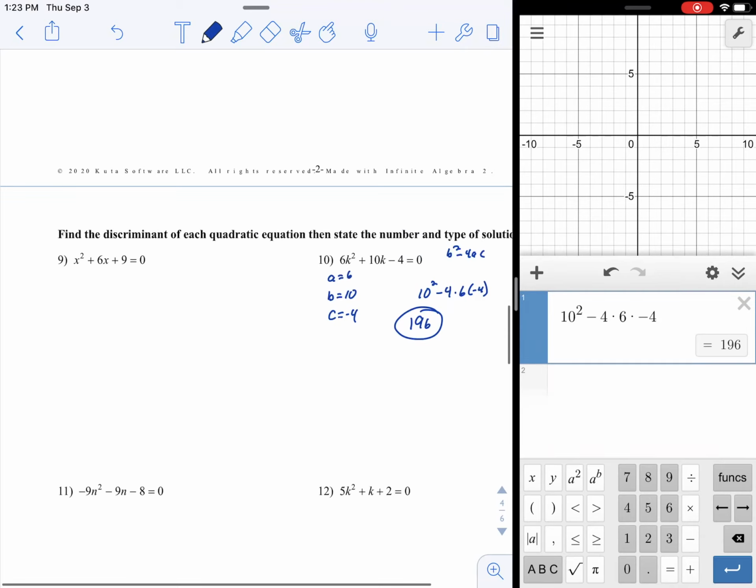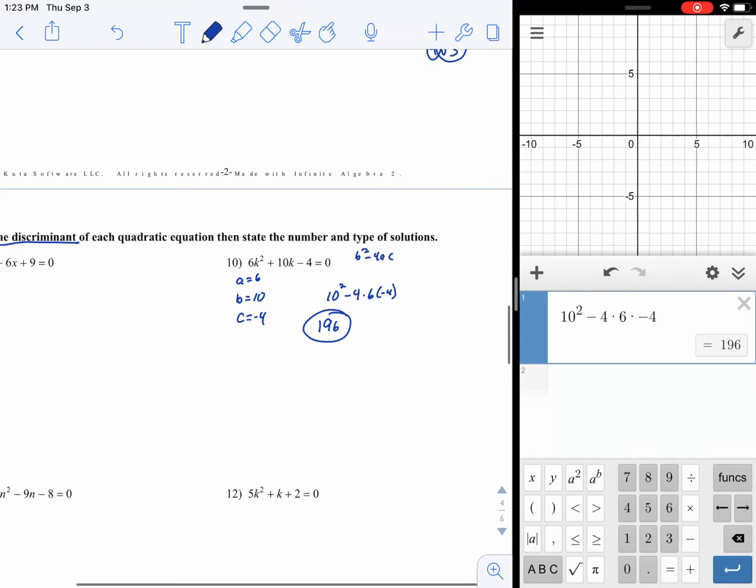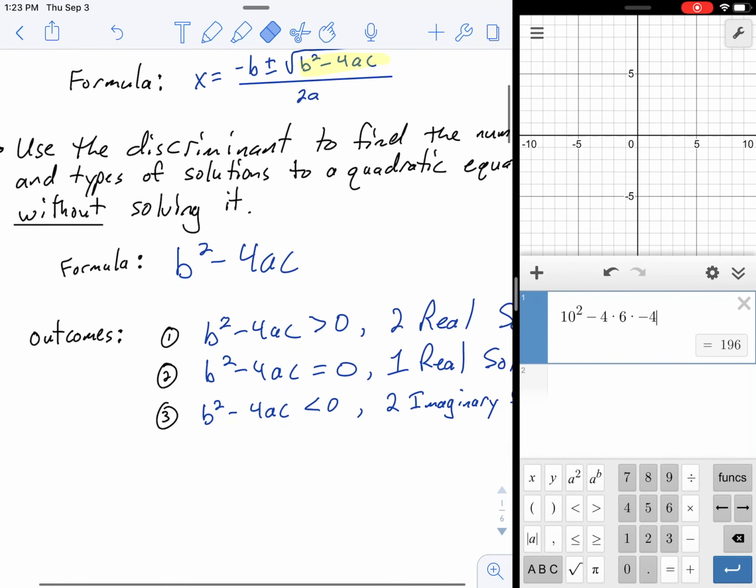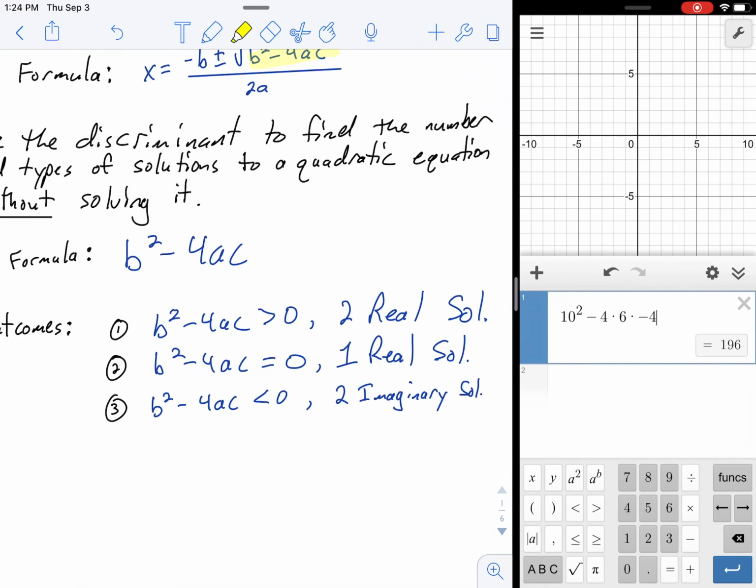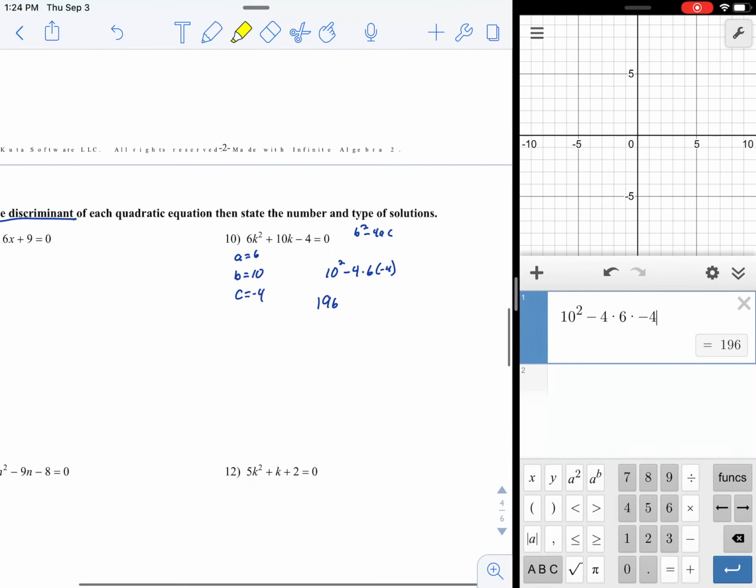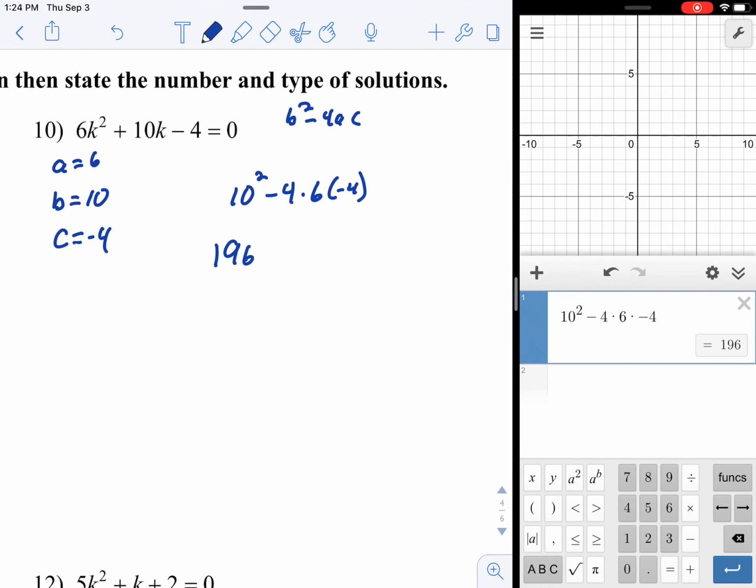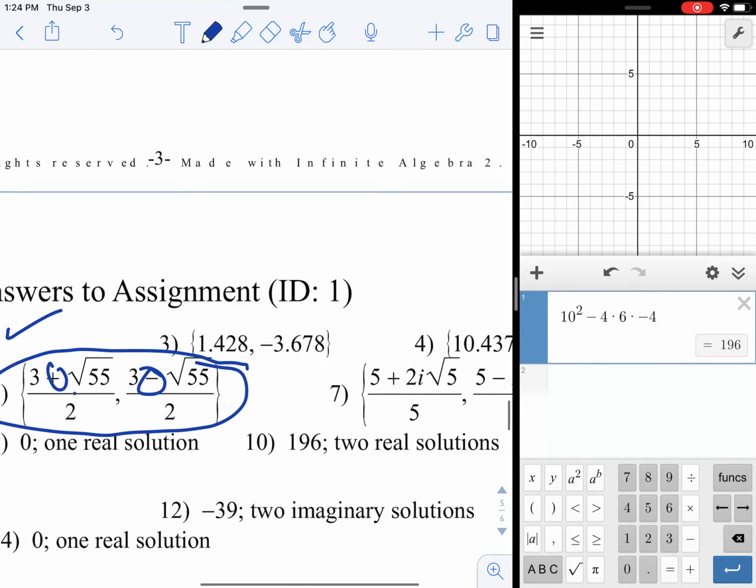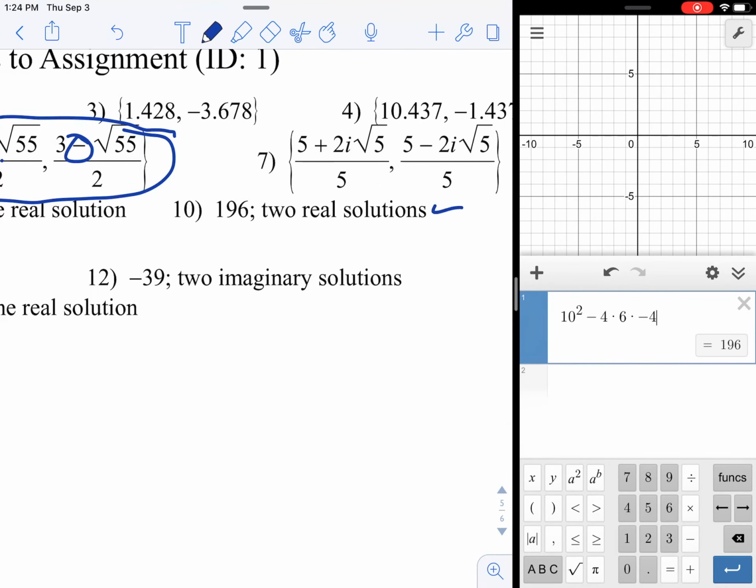So find the discriminant. Done. Now state the number and type of solutions. Well, what scenario is 196? Is it greater than 0, equal to 0, or less than 0? 196 is greater than 0. So 2 real solutions is what we need to write next. So 196 is the discriminant, comma, 2 real solutions. And let me check number 10. 196, 2 real solutions.